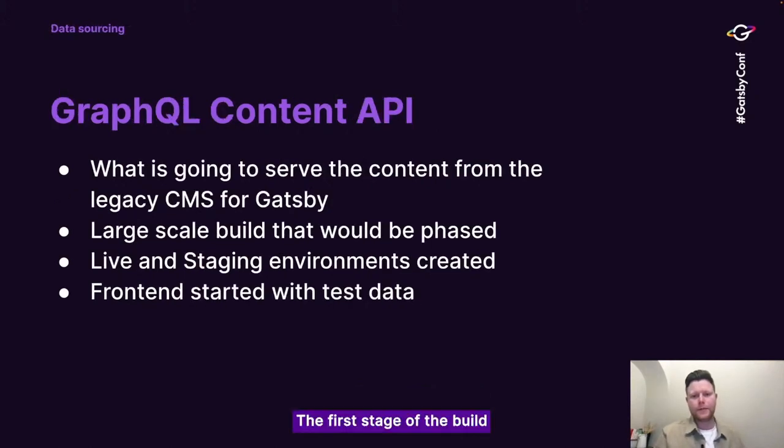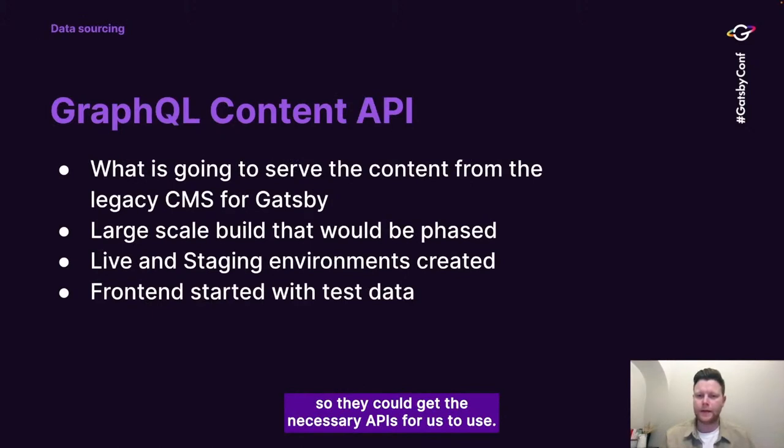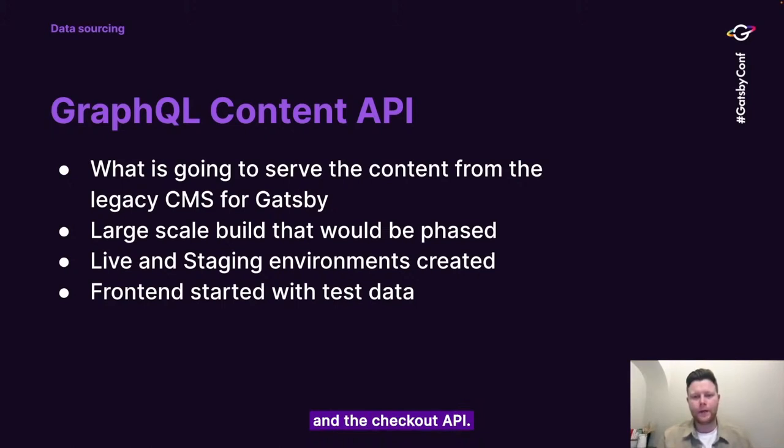The first stage of the build was to collaborate with the SpaSeekers team so they could get the necessary APIs for us to use, the main two being the GraphQL Content API and the Checkout API. We'll start here with the GraphQL API.